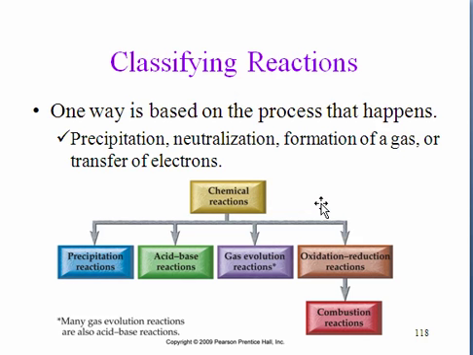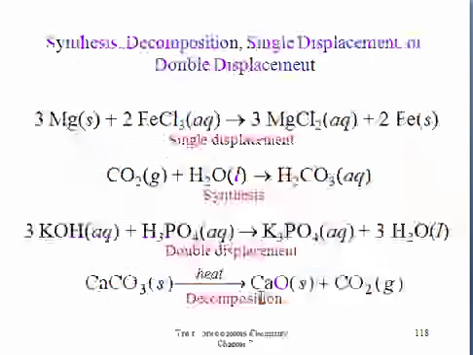Let's look at classifying chemical reactions. We have looked at several different types of chemical reactions: precipitation reactions, acid-base reactions. We've ignored gas evolution reactions, but we've looked at oxidation reduction reactions and combustion reactions, which are a type of redox.